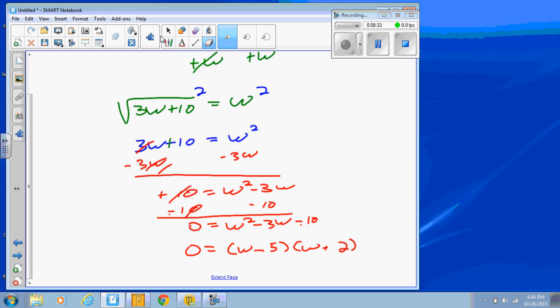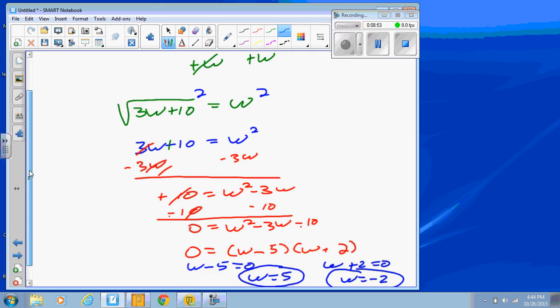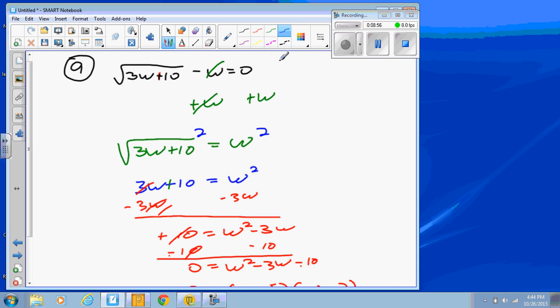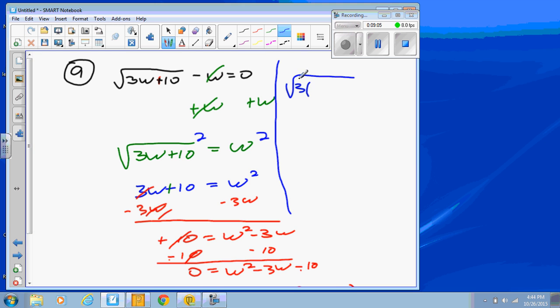So to solve this now, I'm going to say w minus 5 equals 0, in which case w equals 5, and w plus 2 equals 0, in which case w equals negative 2. So there's two solutions, but I need to check my answers because sometimes, and very often, one of them doesn't work. So let's go back to the original equation. We always do that from the original equation. So the square root of 3 times, we're going to check in this first case, we're going to check 5. We're going to check to see if 5 works.